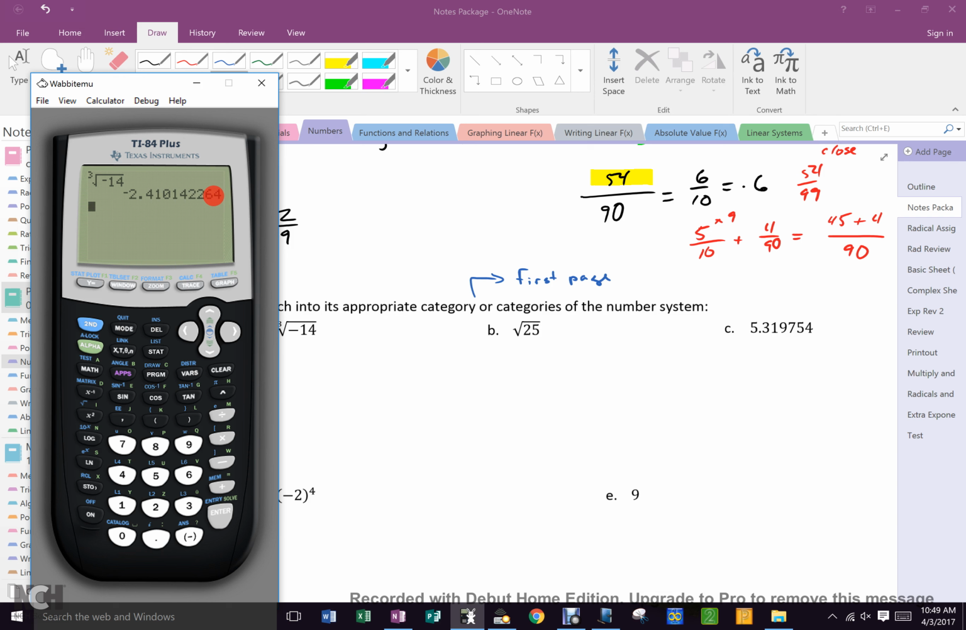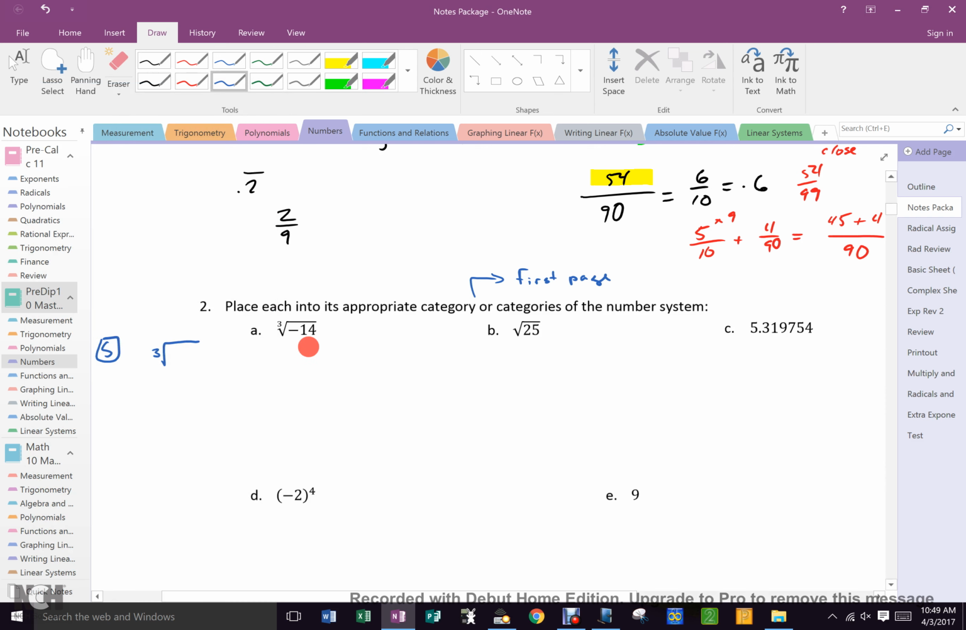Because the screen ends, right? So this has a root sign and it's not perfect. What category does it belong to? It is irrational. Why? Because of the calculator screen and no pattern. Now, if my calculator screen went out to infinity, do you think this will start repeating or ending? No, it will not.